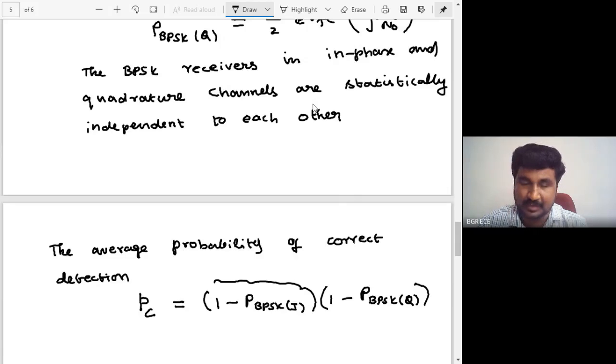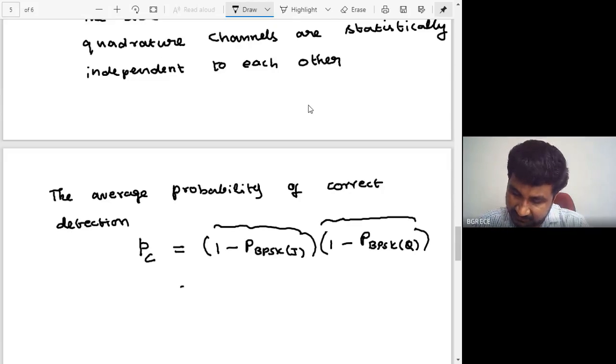The first term is the probability of correct reception of binary data by the BPSK receiver in the in-phase channel. And the next term is the probability of correct deduction by the BPSK receiver present in the quadrature channel. And both are the same, so we can write 1 minus half into error function of square root of ES over N naught.